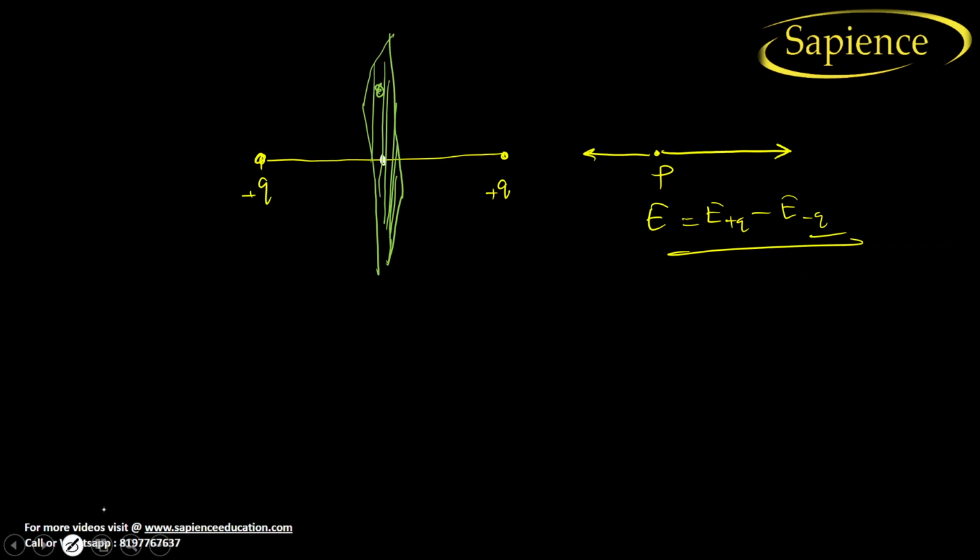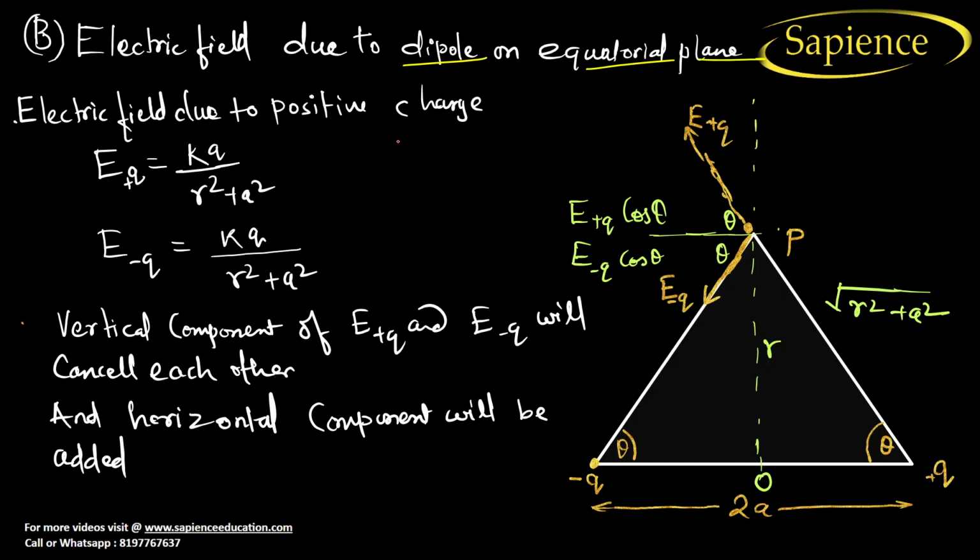Now I want to find the electric field at any point on the equatorial plane. It may be here, it may be here, we don't know. But we want to find the electric field at a point P. Now let us see here. This was the negative charge, this was the positive charge, and both have created a dipole, and the distance between the two is 2a. Now the angle is theta and the angle is theta.